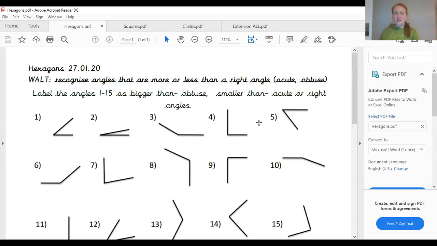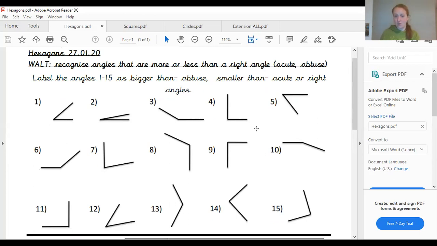So still hexagon, squares and circle work. So hexagons, there's your work there. It's got the WALT on the top, the same as what we shared. It says here, label the angles 1 to 15 as bigger than, which is obtuse, smaller than, which is acute, or right angles. So label them underneath all of these angles 1 to 15.